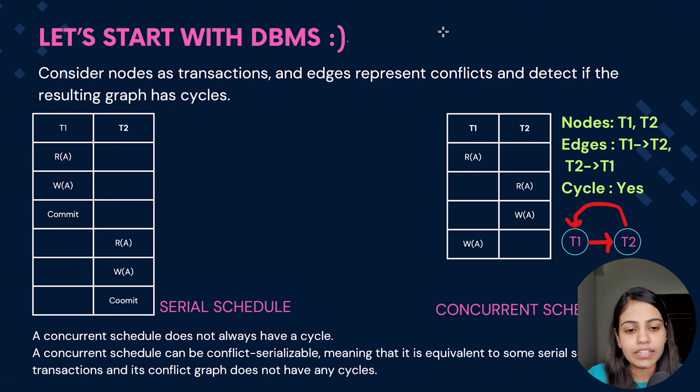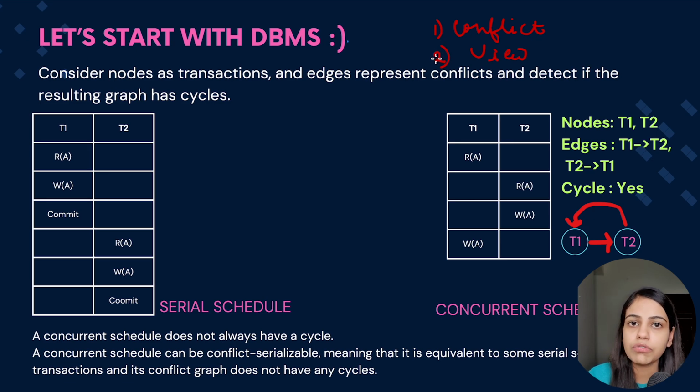Now in serializability, there are two types: first is conflict serializability and second is view serializability. So how do we know whether a particular concurrent schedule is serializable or not? First we need to check for conflict serializability, followed by view. In conflict serializability, we check whether any cycle is detected in a conflict graph. If a cycle is detected, we go to view serializability and check whether the view equivalent follows some condition. If it is followed, we say it is serializable. If it is not followed, we say it's not serializable.